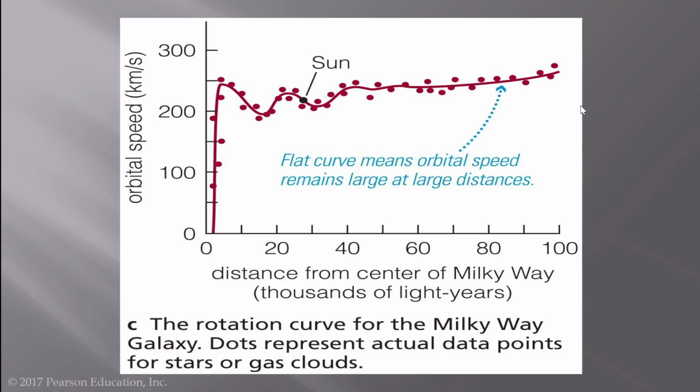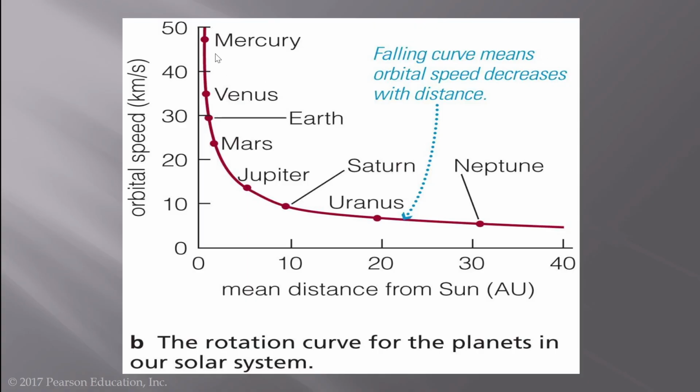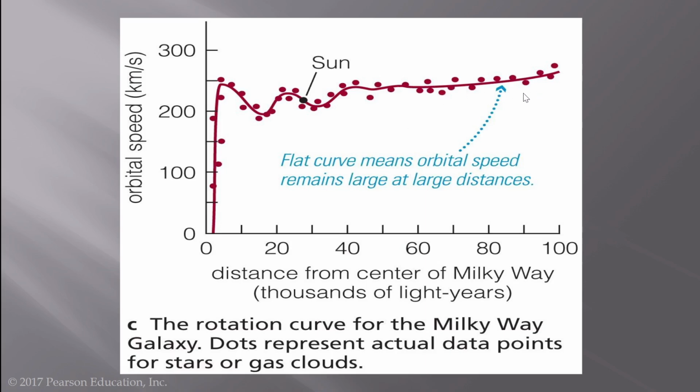And so, in other words, we must be missing mass. Otherwise, we'd expect the same sort of rotation curve where as gravity gets weaker, things get slower. So there must be some additional mass that we're missing somehow.